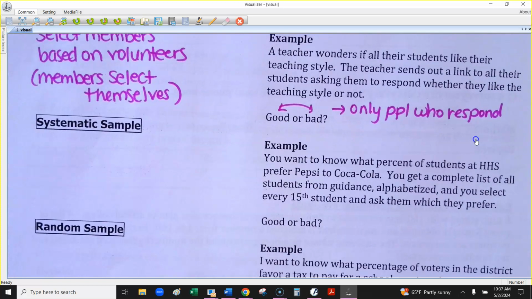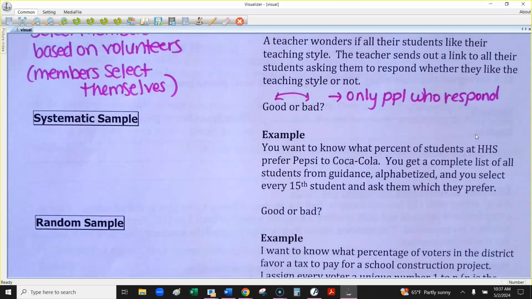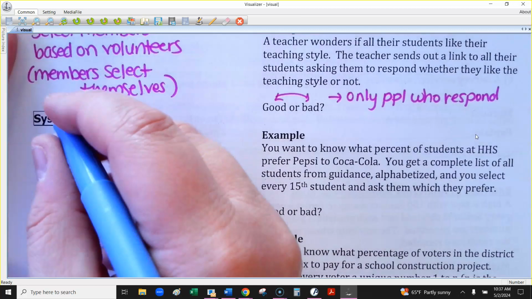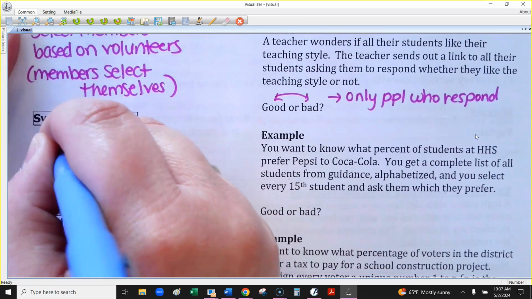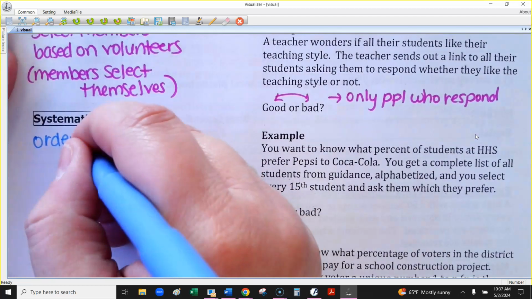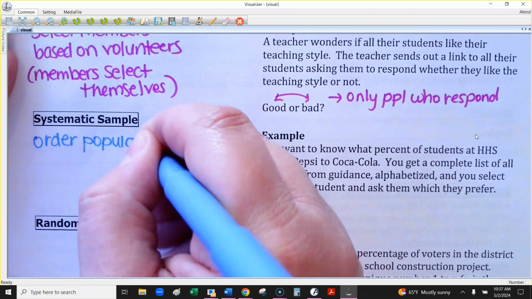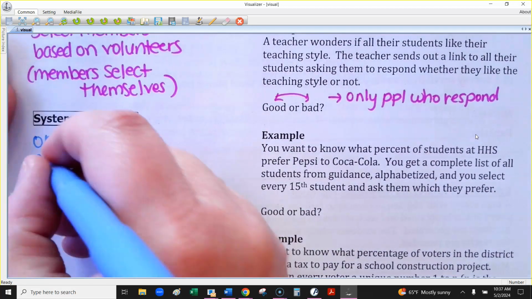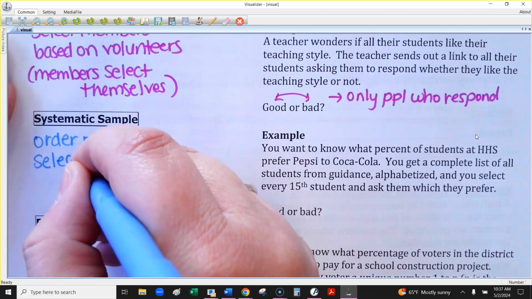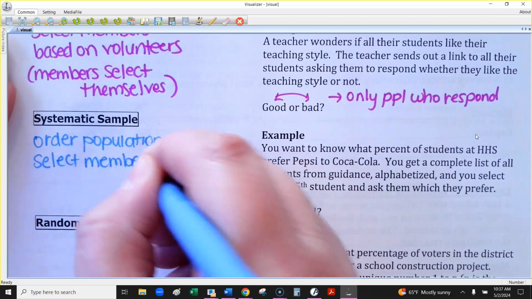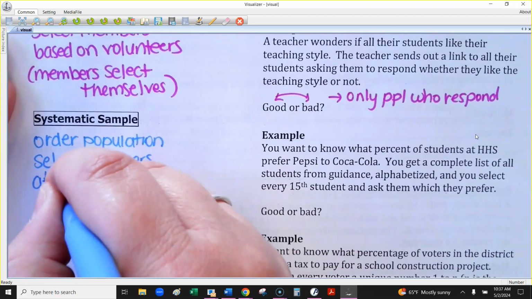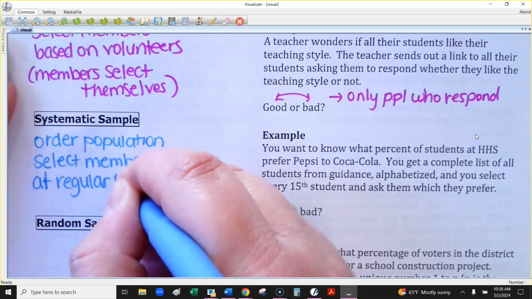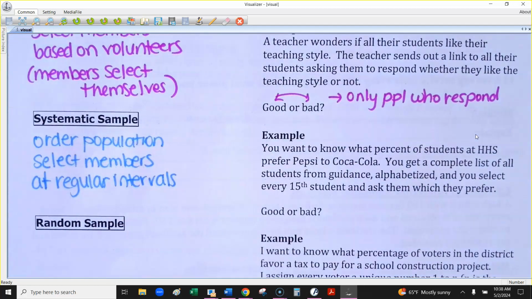All right. Now, the third type is called a systematic sample. And this is going to be, basically, you would take and order your entire population. And then the way it's considered systematic is we would select members of our sample at regular intervals. So you would somehow order the population and then you'd select members at regular intervals.